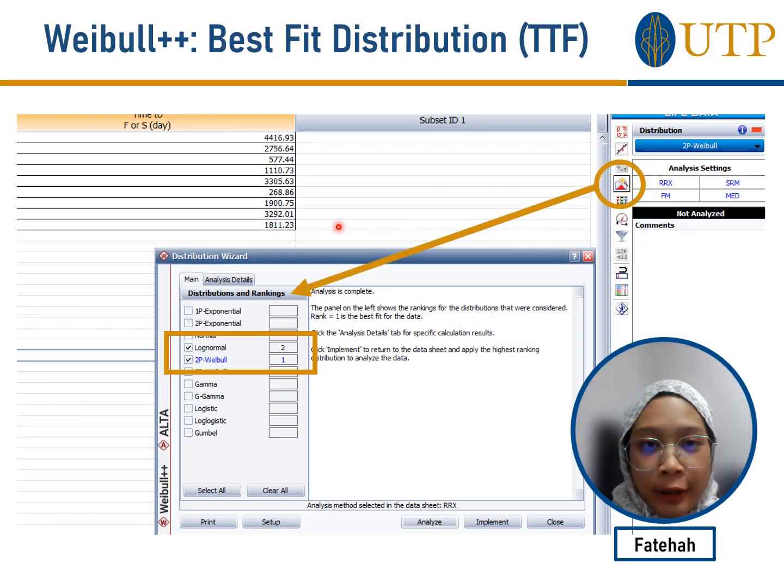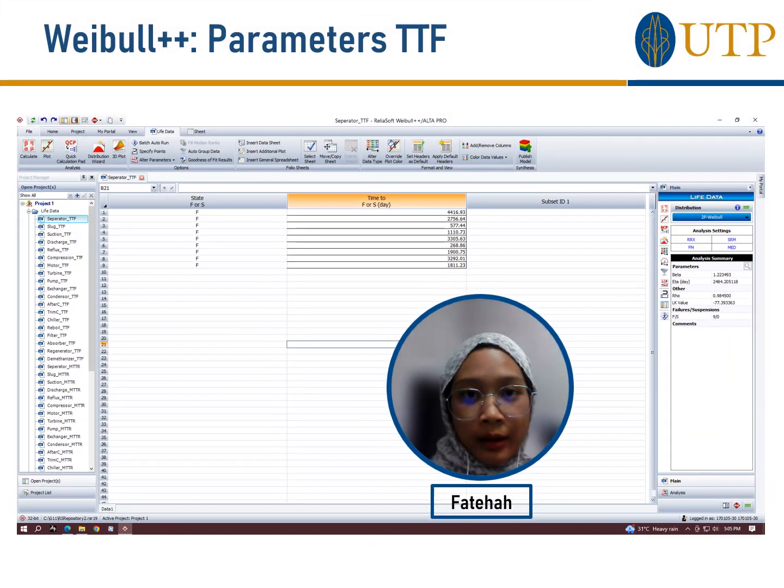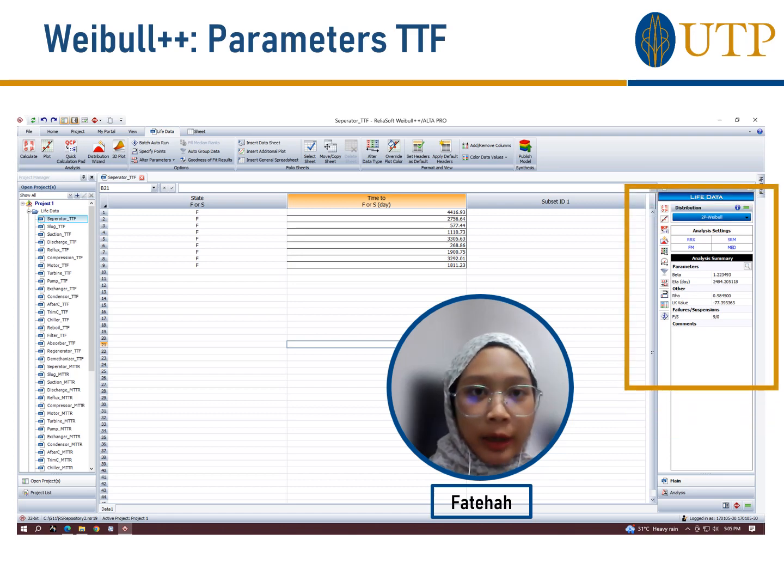Then the prompt dialog will show this. Select the distribution of interest and click analyze. It will show the ranking of the best fit for our data. For this case of our separator, Weibull is the best fit of our data, hence we choose implement. After we choose implement, the simulator will report our distribution parameters.